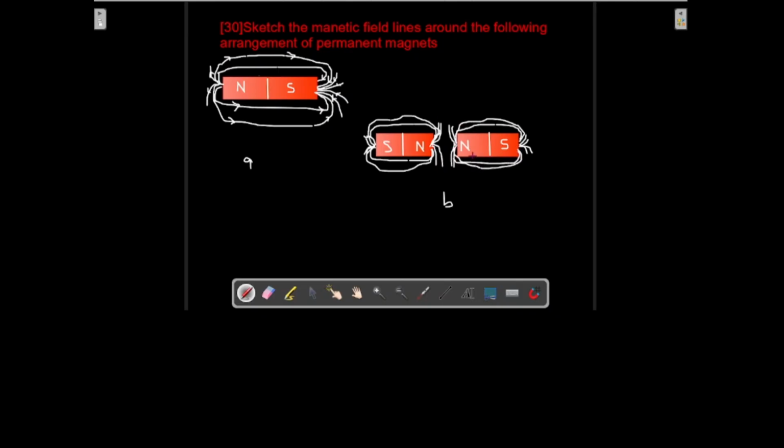Alright, so now we show the direction that it is coming out of the north and entering the south. Sorry, it should be in this direction. Same thing here, out of the north.